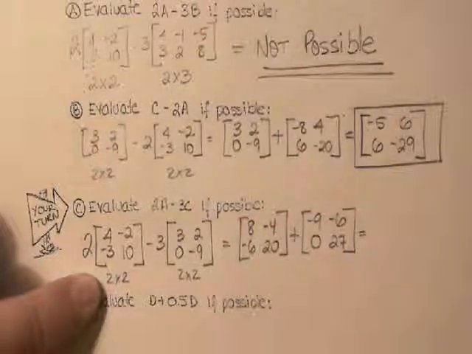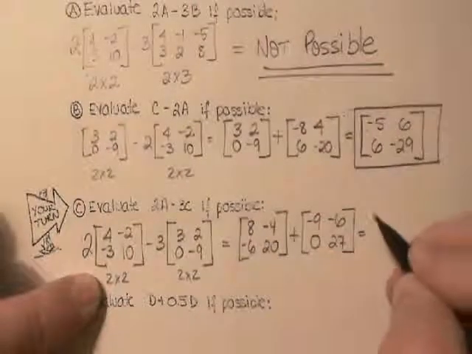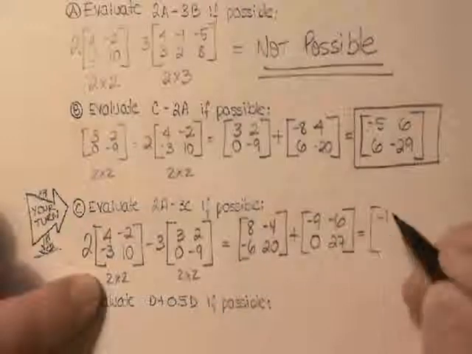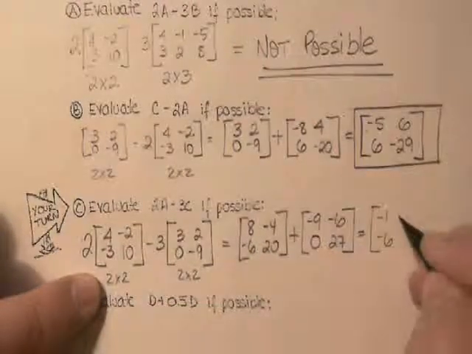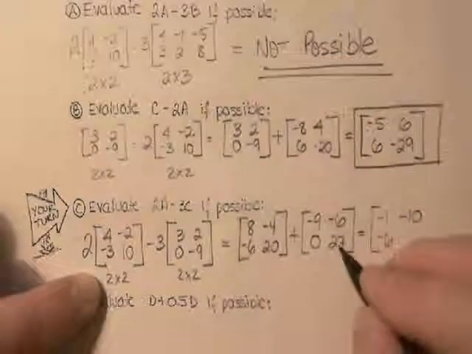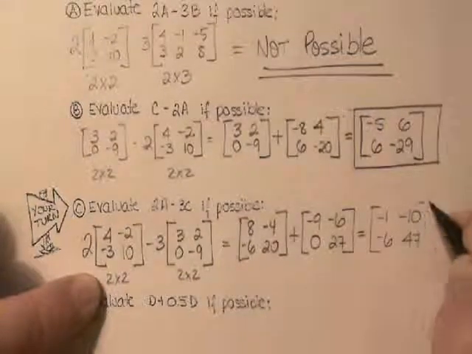And now I'm going to combine like terms. 8 minus 9 is negative 1, negative 6, negative 10, and 47.